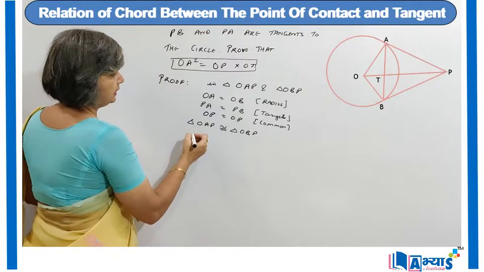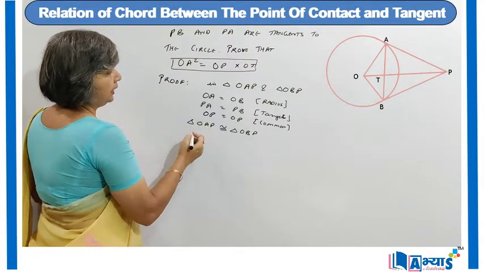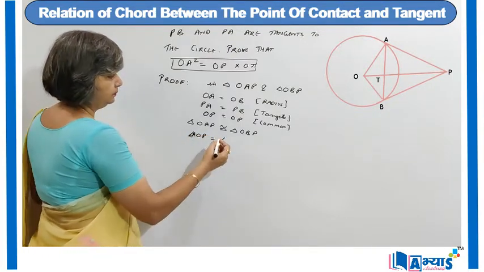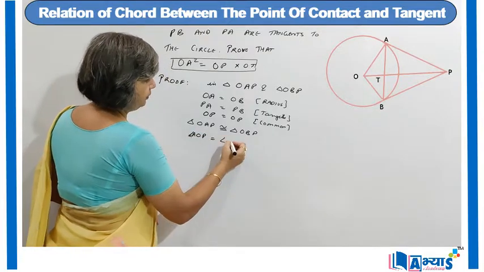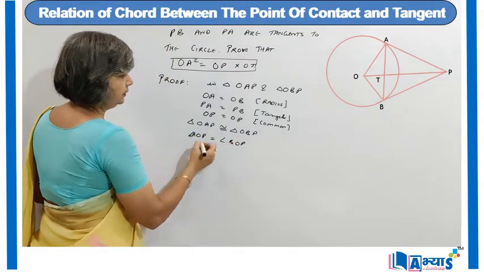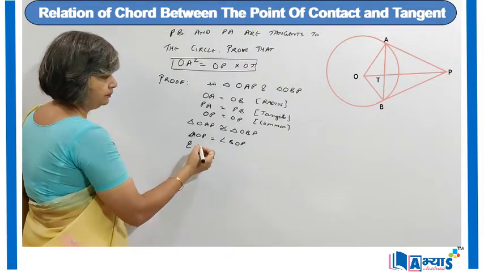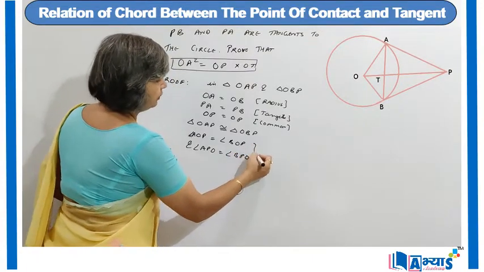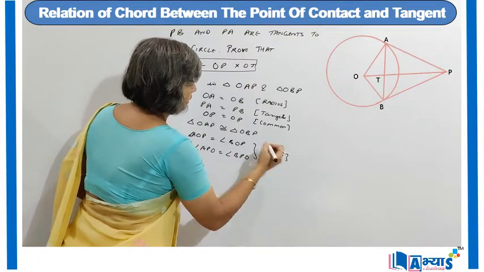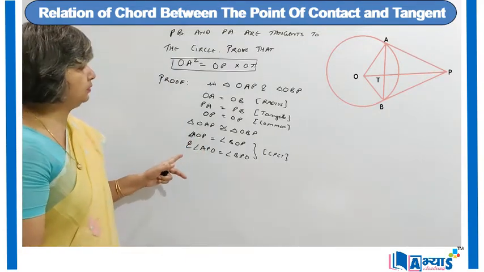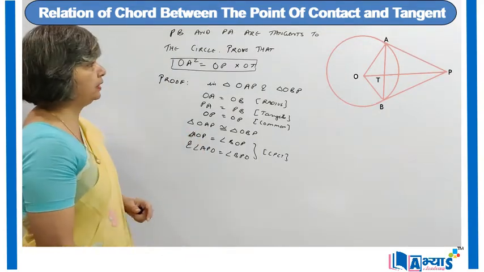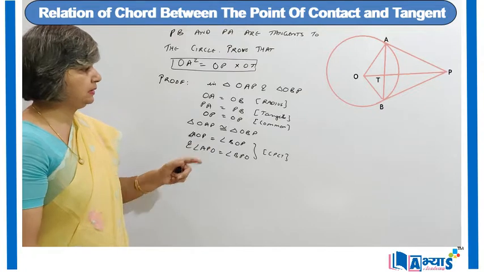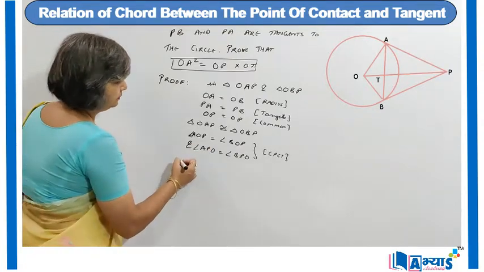From CPCT we can say that angle AOP is equal to angle BOP, and angle APO is equal to angle BPO, again from CPCT. Now as these angles are equal, we can say that OP is the bisector of angle AOB and angle APB.